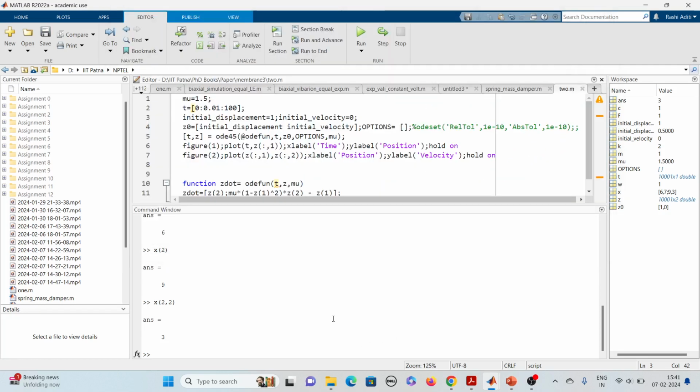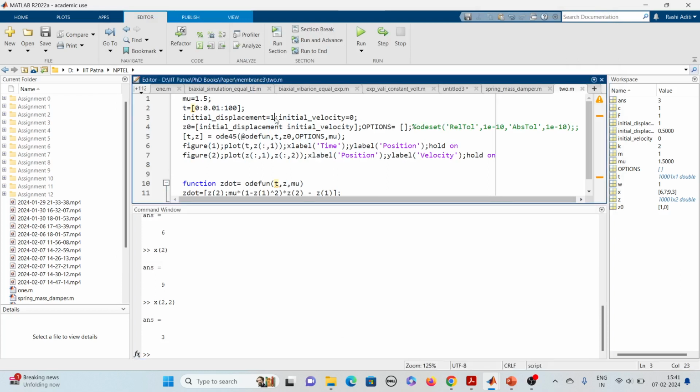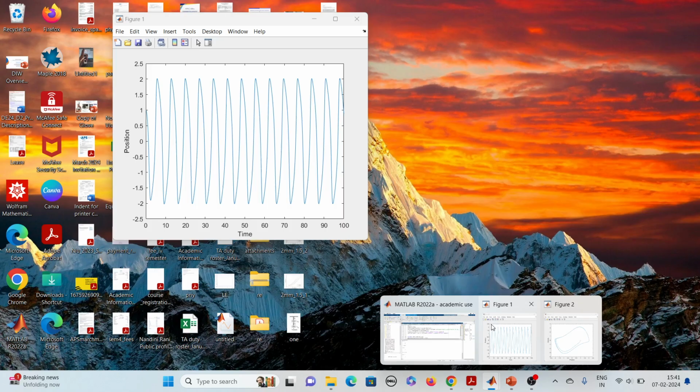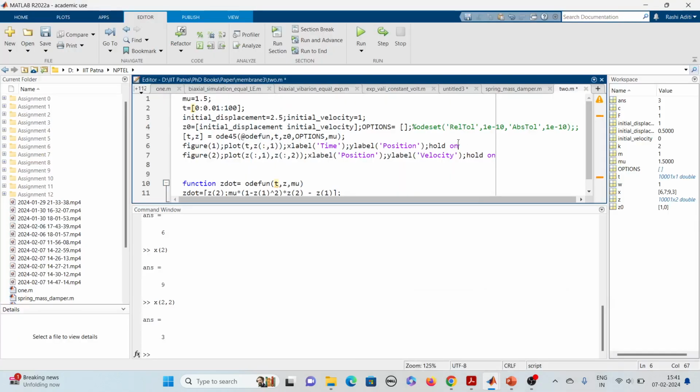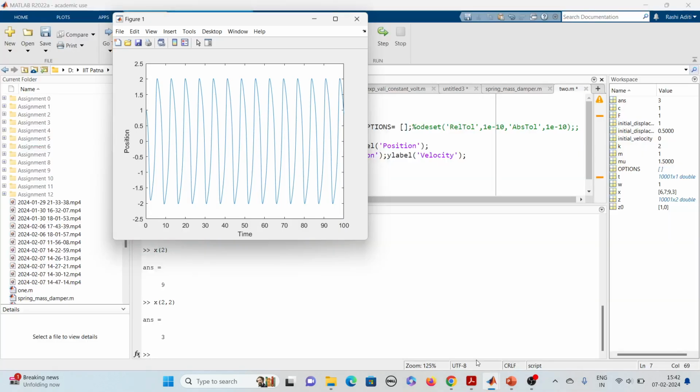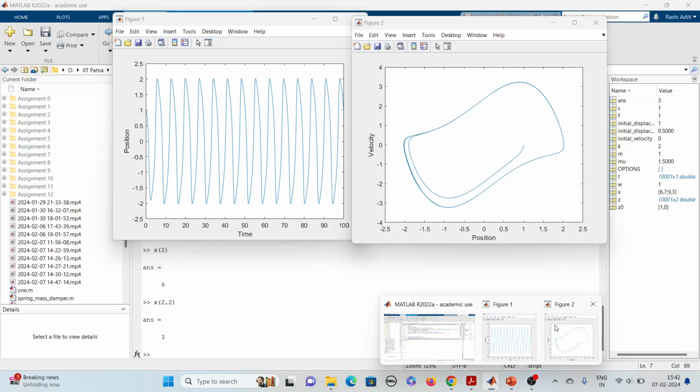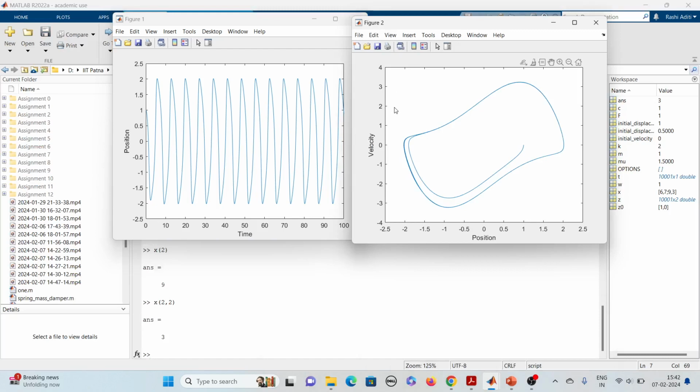Okay, now if I want to compare it with 2.5 comma 1, I have used hold on here so that these figures are going to be there. For example, if I remove this hold on command, I'll show you what is going to happen. See, if I remove the hold on, these are the two figures, figure 1 and figure 2. You can see here.